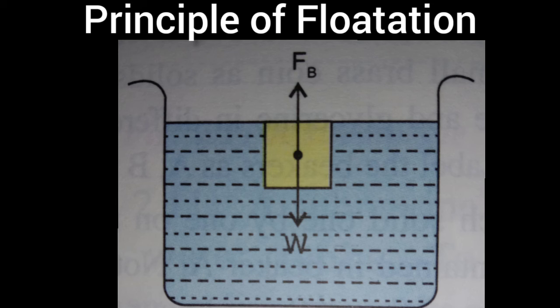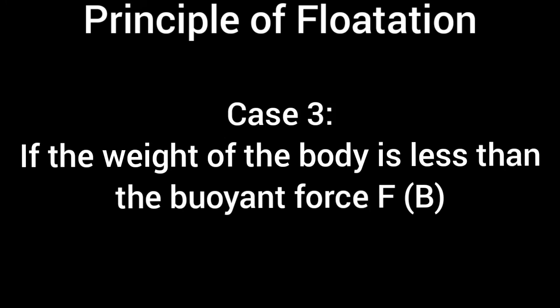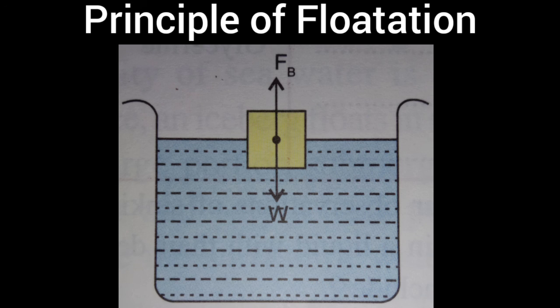And finally case 3, if the weight of the body, W, is less than the buoyant force, then this body will float on the surface, or near the surface of the liquid. So here the weight of the body, W, is less than the buoyant force, FB, so that's why it is floating on the surface of the water, just partly immersed in the liquid.